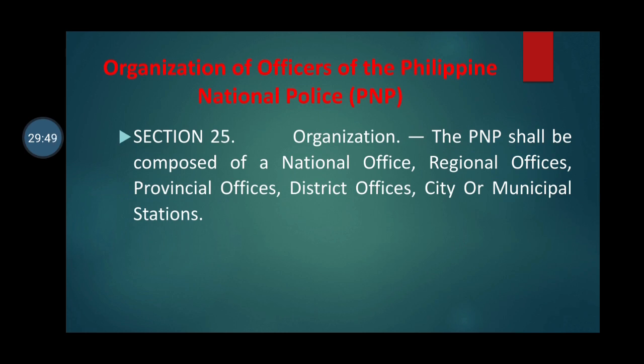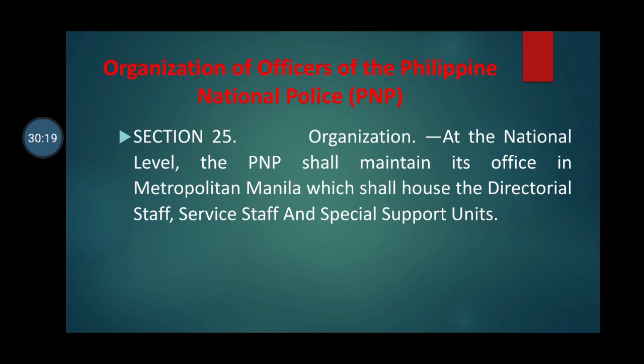And then the PNP shall, still under Section 25, be composed of a national office. So, pagdating dito sa atin, of course, we have Camp Crame as the national office. And then the different regional offices in the different regions, and provincial offices for the different provinces, district offices as the case may be in the different districts, city, or municipal stations. And at the national level, the PNP shall maintain its office in Metropolitan Manila, where Camp Crame is located, which shall house the directorial staff, service staff, and special support units.